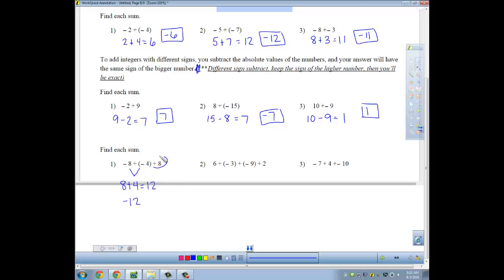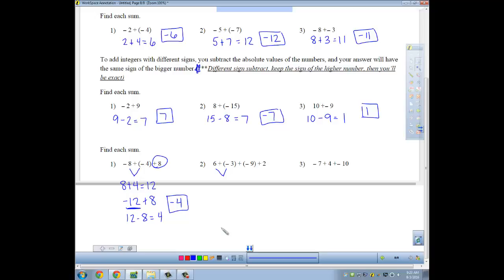And then I'm going to bring down this plus 8 that was over here. So I have negative 12 plus 8. Those are different signs. Different signs subtract. So 12 minus 8 is 4. The bigger number was negative, so my answer is negative 4. So for that one, take it step by step. Think carefully about your rules. I know I went through that one kind of quickly, so if you needed to pause it, go over it again, please do that.